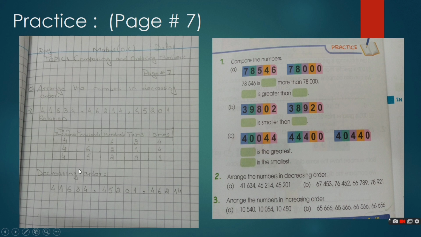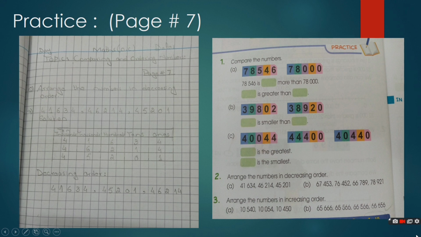So we will write this 41,634 first, and then the rest of the two numbers, that is 6 and 5. In these two digits 5 is smaller than 6, so it means 45,201 is smaller than 46,214. So we will write this number 45,201 next to 41,634, and the last number is 46,214. So see, by using this place value chart, we arrange these numbers in decreasing order.